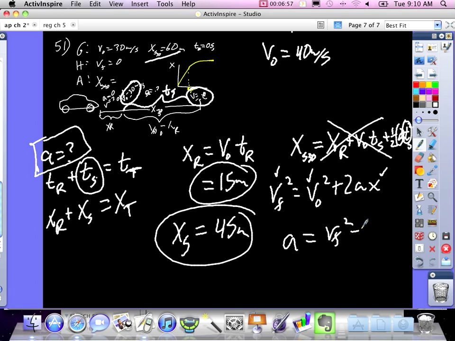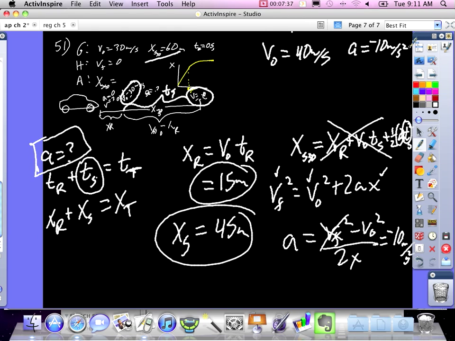A is equal to VF squared minus V0 squared all over 2x. So again, VF squared was 0. V0 squared was 30, so that's 900 divided by 90. So that's negative, what, 10 meters per second squared? And that's our acceleration. So for this one, we have an acceleration of negative 10 meters per second squared. Okay? Is that acceleration for the entire distance traveled or just for that one segment? Just for that segment. Because we know there is no acceleration for the first 0.5 seconds.